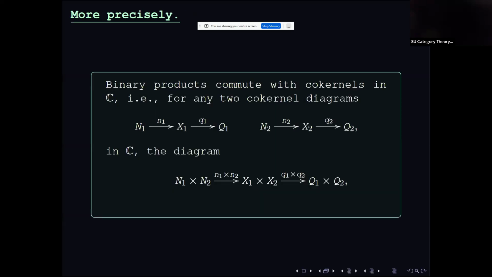So what do I mean by that? I mean that we have a pointed category which has binary products, and we ask it to satisfy this condition that given any two co-kernel diagrams, so Q1 here is the co-kernel of N1 and Q2 the co-kernel of N2, when you take the pointwise product, this is again going to be a co-kernel diagram. So that's really the condition. And so the isomorphisms that we saw earlier are really coming out from this condition.